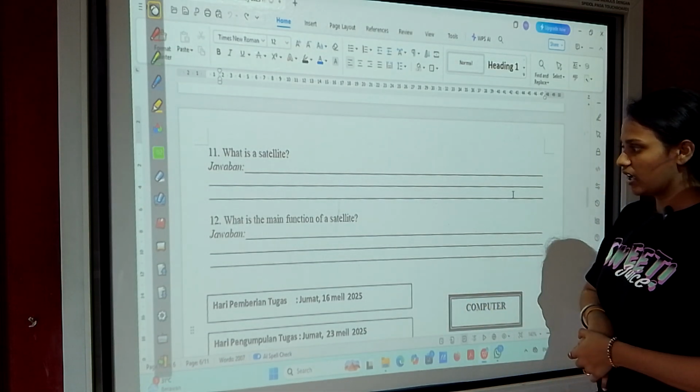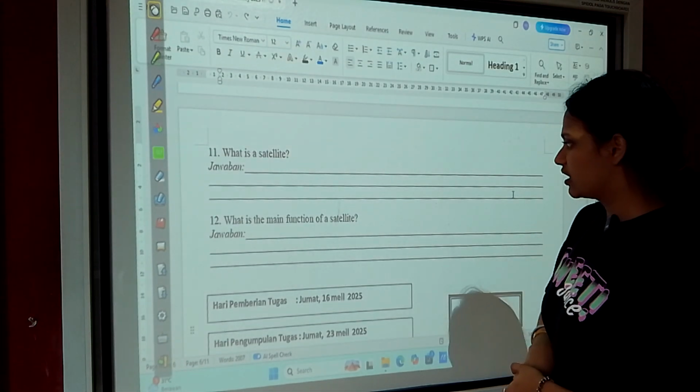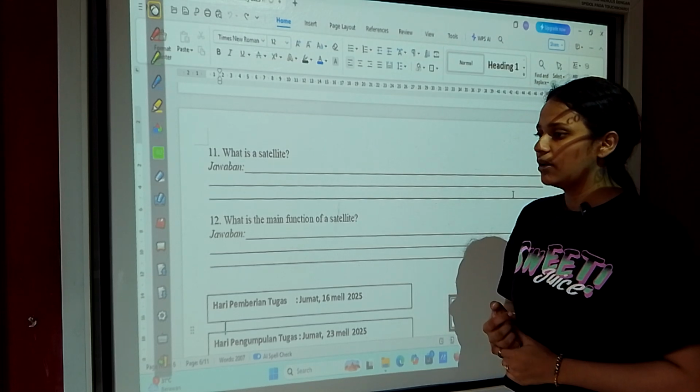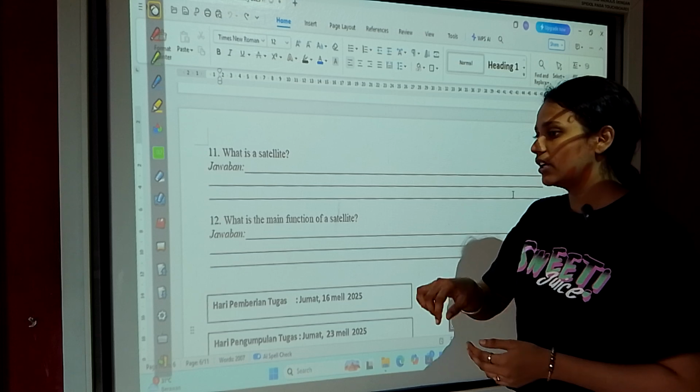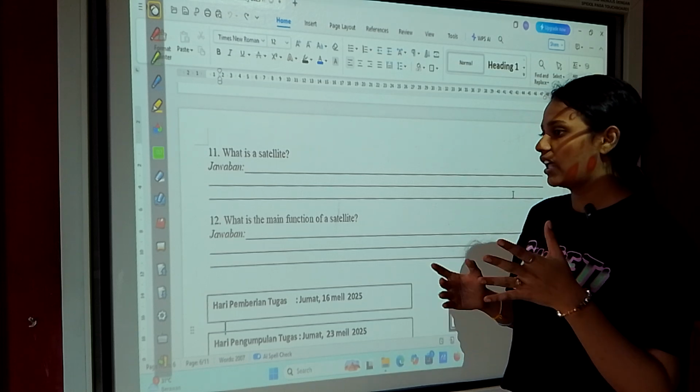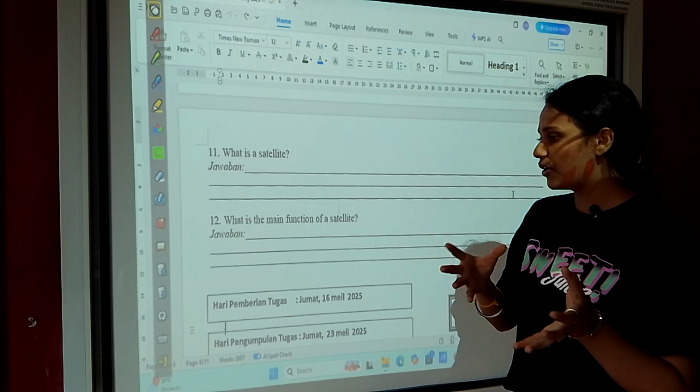Okay. What is the main function of a satellite? To capture pictures of the planet, for example Earth, and orbit the Earth. And this satellite also sends and receives signals or navigation.